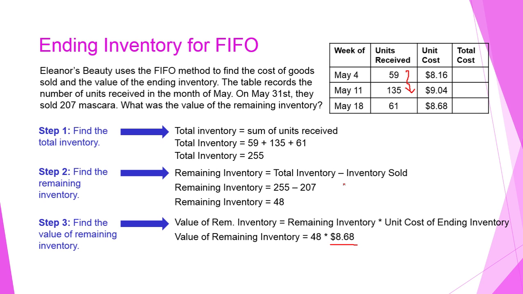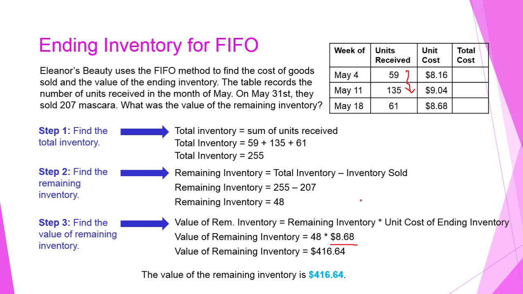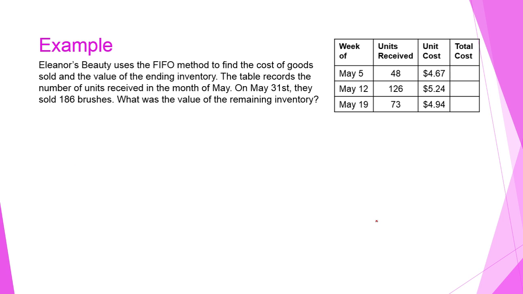So we multiply that by 48, giving us the value of the remaining inventory to be $416.64. So what that means is, from the 48, we have $416.64 worth of merchandise for mascaras at least. Alright, let's try another one.